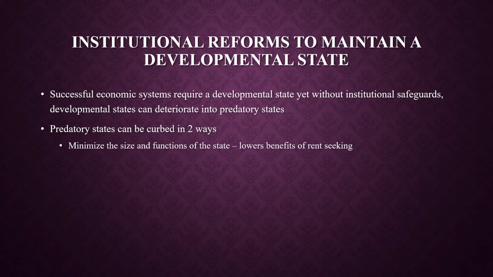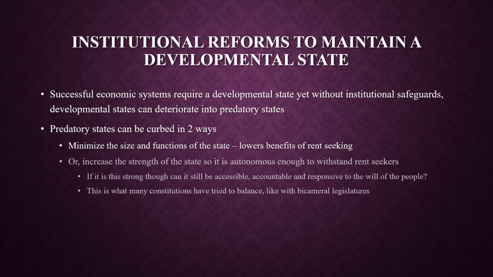One is trying to minimize the size and function of the state, because one of the big corrupting potential impacts is the benefit of rent seeking. So if the state does less, then there's less to benefit, therefore there's less reason to change it into a predatory state. There's less you're going to benefit from.